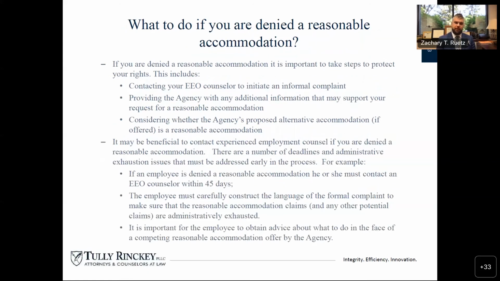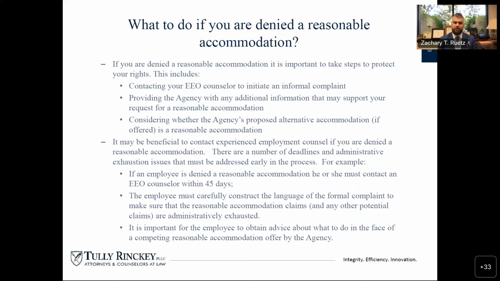So if you do get a denial or a partial acceptance of a reasonable accommodation, it's very important to take steps to protect your rights under the Rehab Act or the ADA. This includes contacting your EEO counselor to initiate an informal complaint, and this will be a failure to accommodate disability discrimination complaint, providing the agency with any additional information that may support the request, especially where they've requested additional information or supplementation of any kind, and then considering whether the proposed alternative, if one is offered, if a partial accommodation is offered, is actually reasonable or effective in your circumstances.